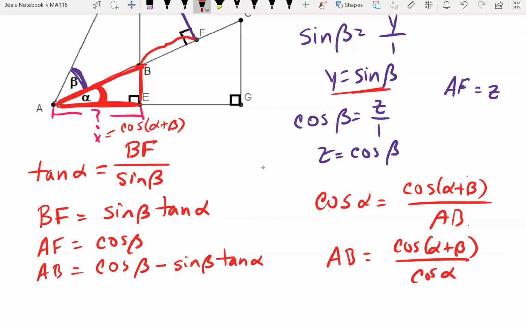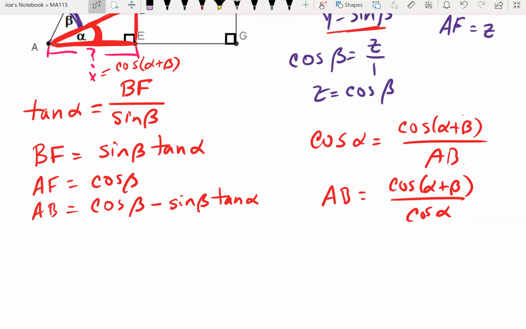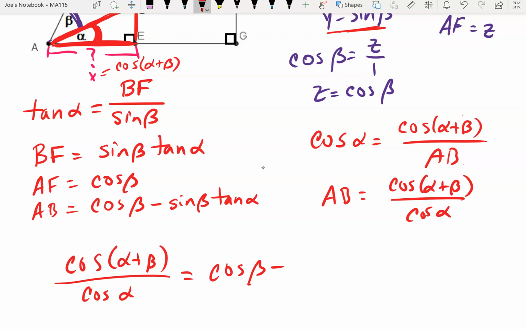What do we have now? I had two things that are equal to AB, don't I? So okay, what can we say about the two expressions? They're equal to each other, right? I have the same thing, so the two expressions are equal, so we must have cosine of alpha plus beta over cosine of alpha is equal to cosine of beta minus sine beta tangent alpha.